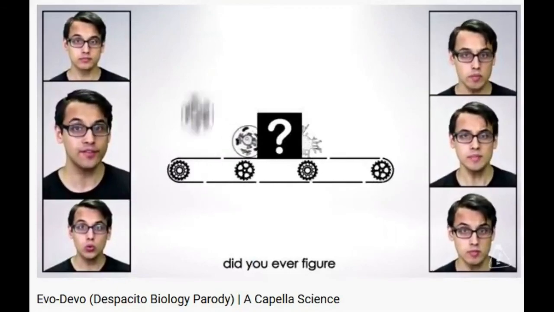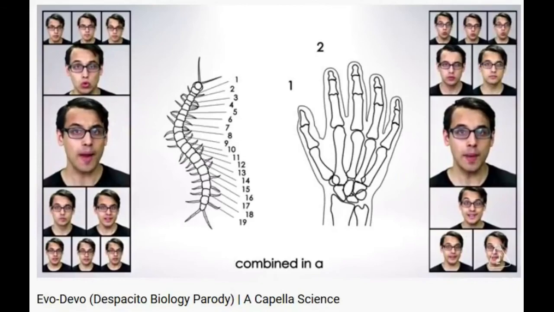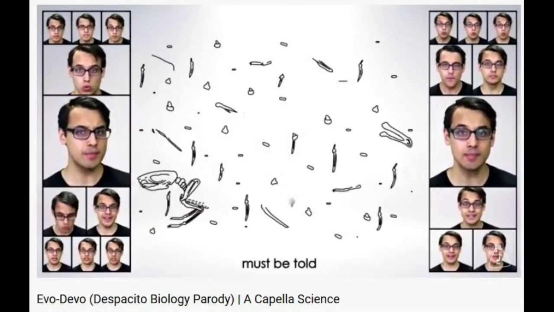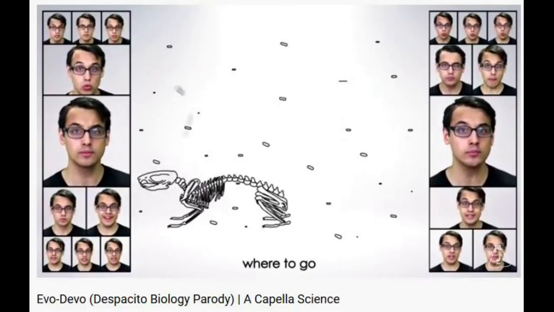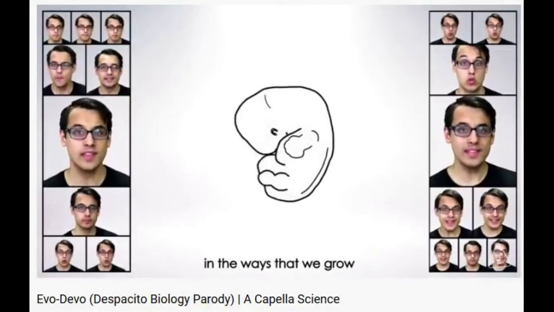One cell divide and decide on 1,000 fates. Did you ever figure how they know? We are built of modules combined in a planned out way. Each new piece must be told where to go. Evo, Devo, looking at the logic in the ways that we grow.